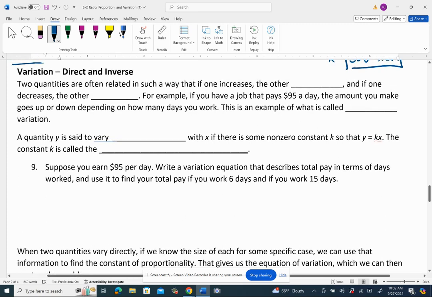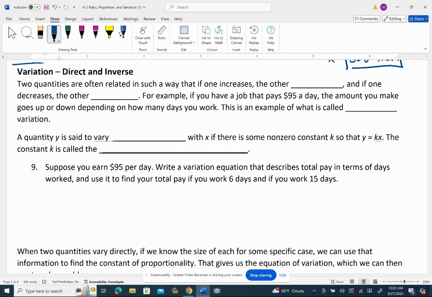All right, now we're going to continue the video on section 6.2. This part of it deals with just the variation part. There are really two types of variation. Two quantities can be related directly or inversely.